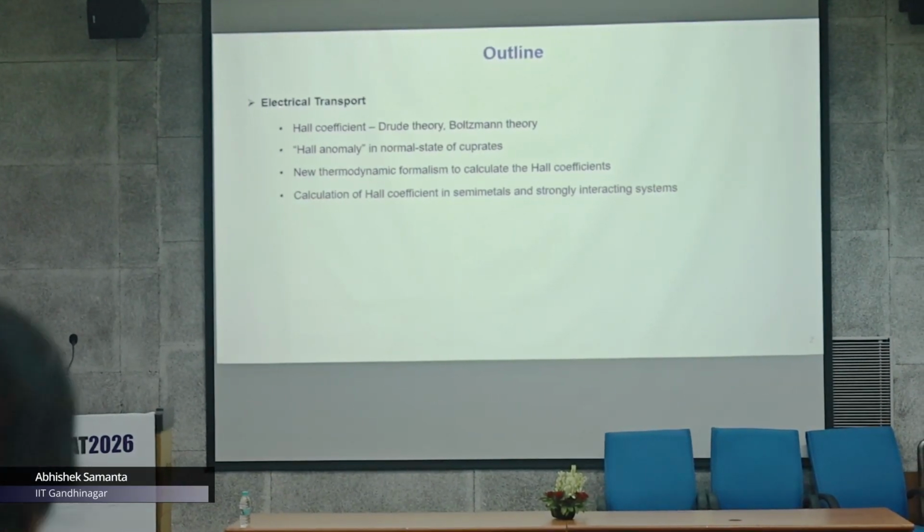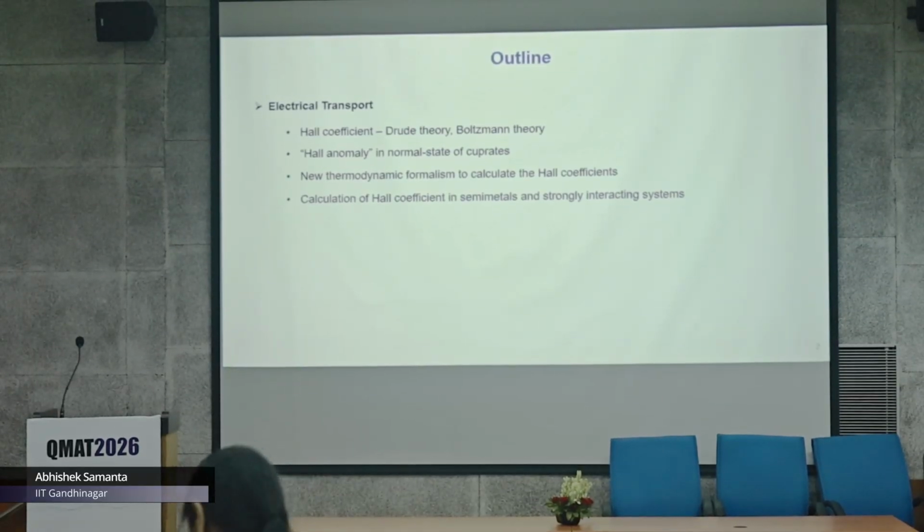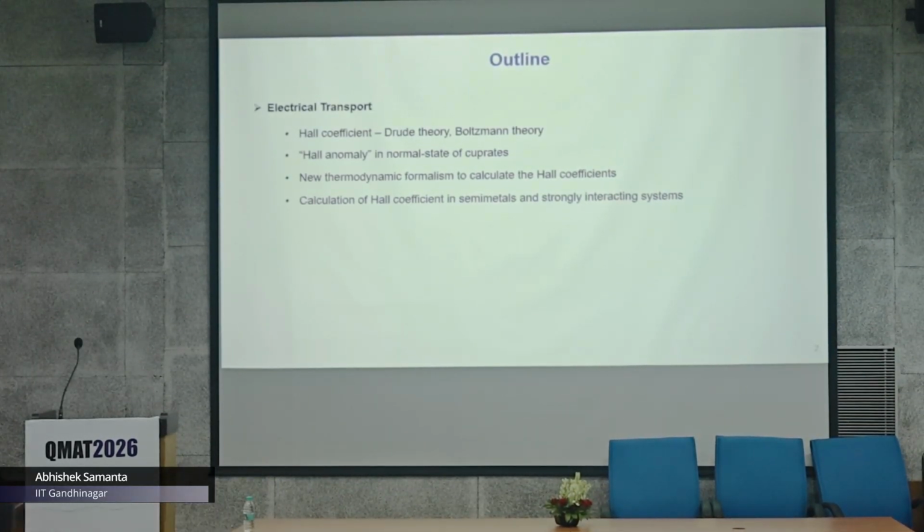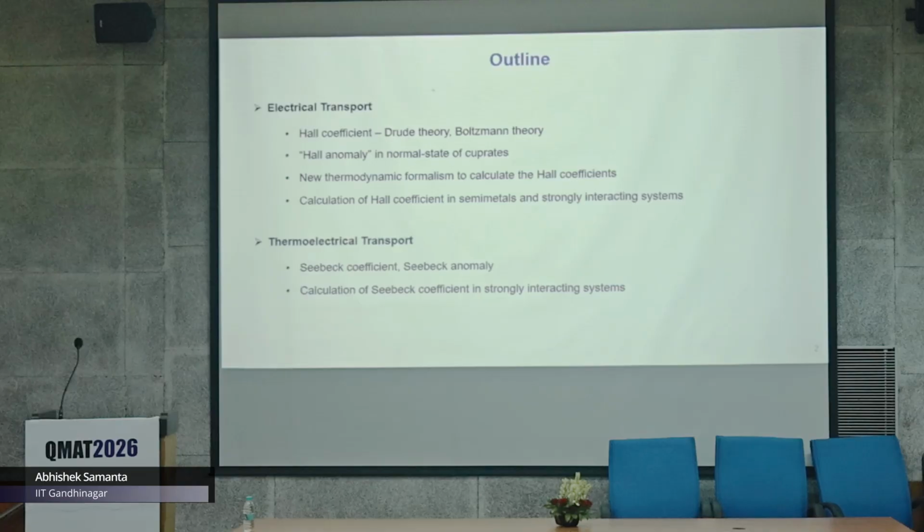Then I will discuss the so-called Hall anomaly in the normal state of the cuprates, which is something the Boltzmann theory cannot explain. Then I will present a new thermodynamic formalism to calculate the Hall coefficient, and by using that we can calculate the Hall coefficient of several multi-band semi-metals and also strongly interacting models, and we can also address the Hall anomaly in cuprates. Then in the next part of my talk, I will talk about the thermoelectric transport, which is characterized by the Seebeck coefficient. And here again I will talk about the Seebeck anomaly in the normal state of the cuprates.